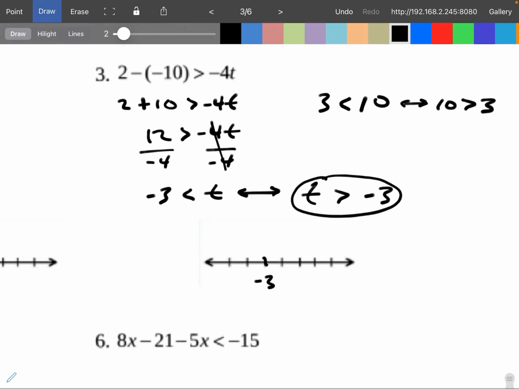But anyways, we got to graph this thing. So we got to put negative 3 on our number line. And then open circle or closed? Yep, it's open. There's no equal to bar, so it's open. And then which way do I shade it? Yep, it's to the right. Those are definitely all the t values that would be greater than -3. They would be to the right of -3.